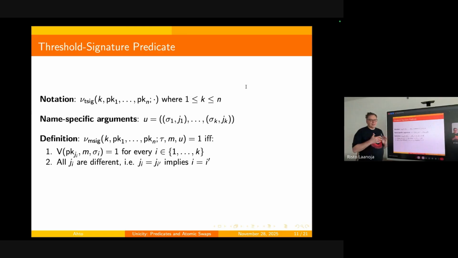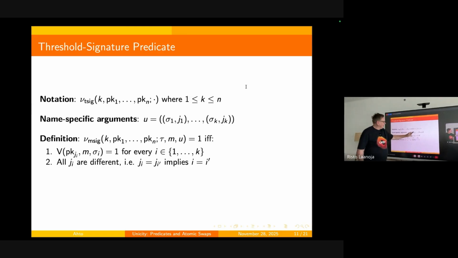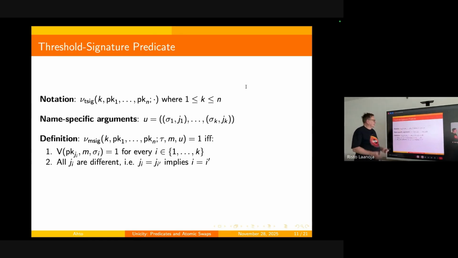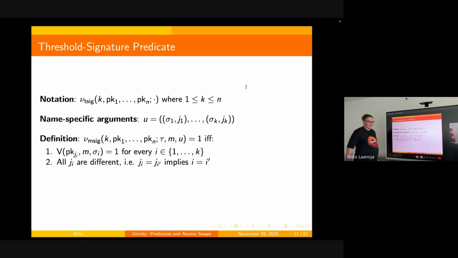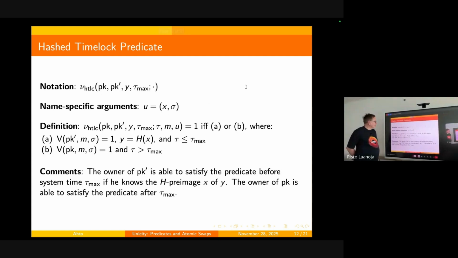Otherwise we just create a single signature, put every index equal to, say, the first signature, and this is not in the spirit of requiring k signatures. So we have to also verify that all these indices are different. Okay, let's go to the next example.